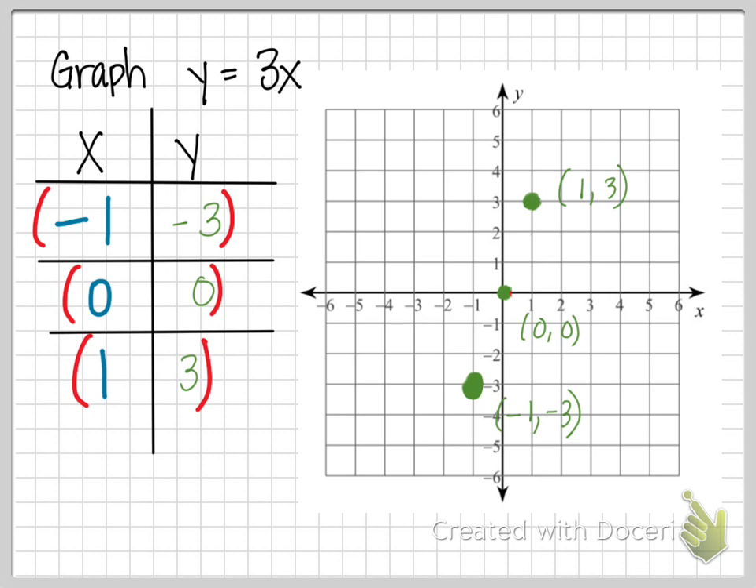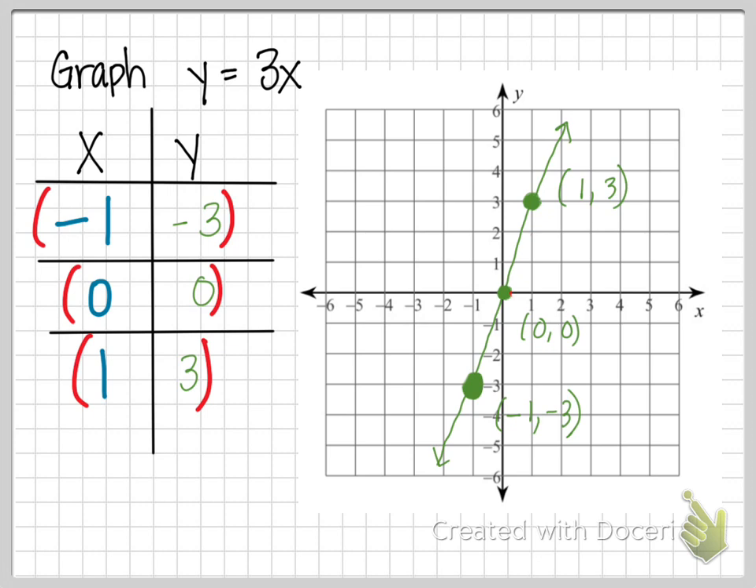Okay, my last step is going to be to connect these points using a straight edge or a ruler, and making sure that my line goes through the points with arrows at the end, because that line keeps going past those points. This is a proper graph.